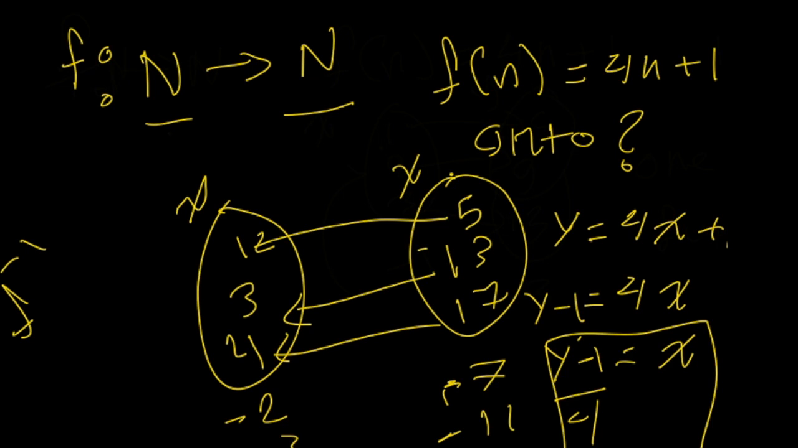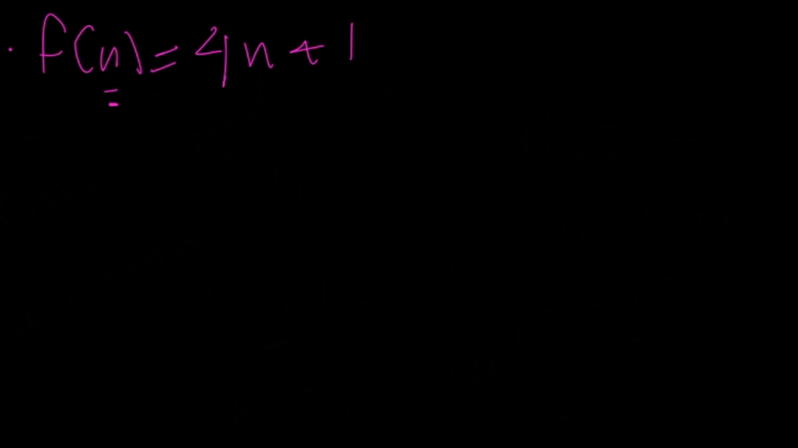Once I find an inverse, this is great evidence for me that this function is also an onto function. Start by saying f of n equals 4n plus 1. Okay? Now, make random values for n. Just take any value that you would like to use.